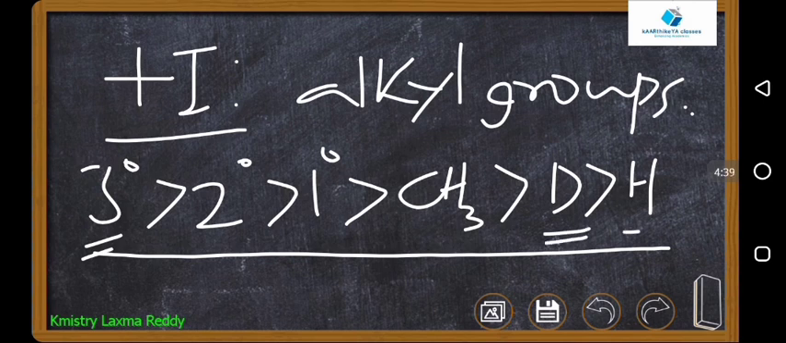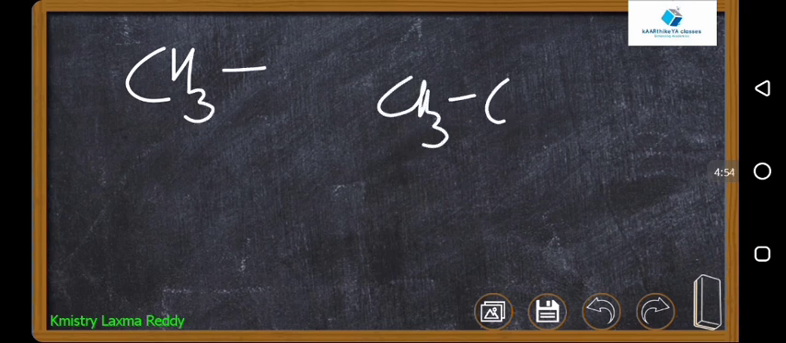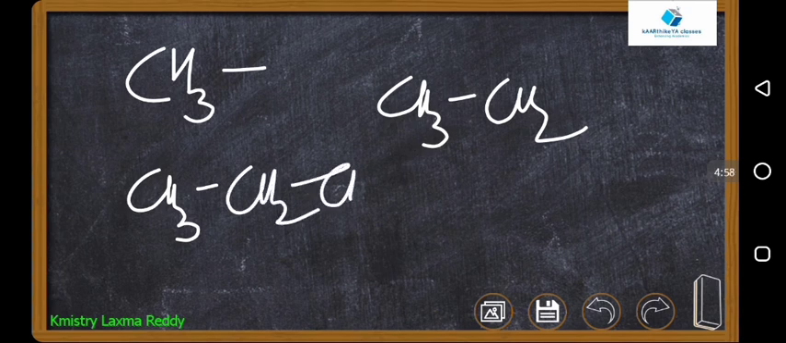When you compare all these, the plus I nature will be maximum for the tertiary carbon, then secondary carbon, then primary carbon. And if it is given like this, a methyl group, an ethyl group, an n-propyl group, and an n-butyl group.